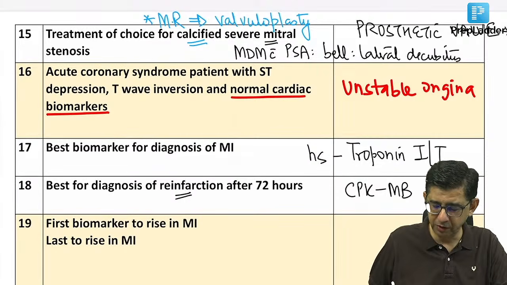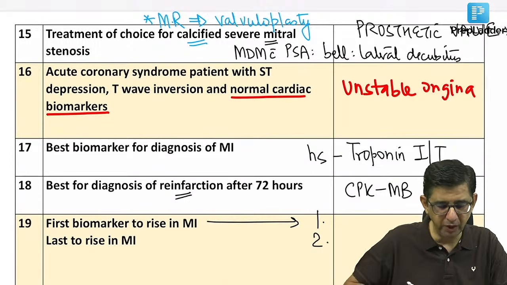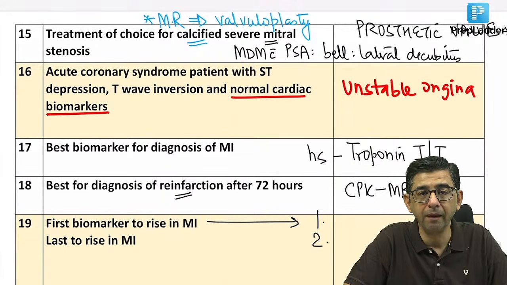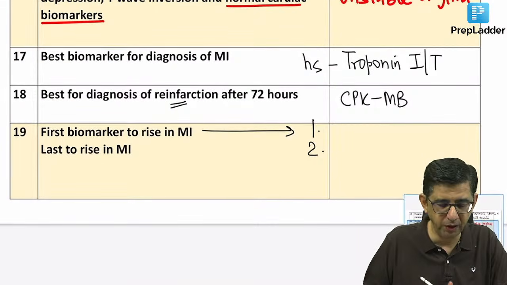Then he says, what is first to rise in myocardial infarction? Yes, you can give quick comments here. First to rise in myocardial infarction. First biomarker to rise. Doesn't matter whether it is available in India or not. Just quick answers there.